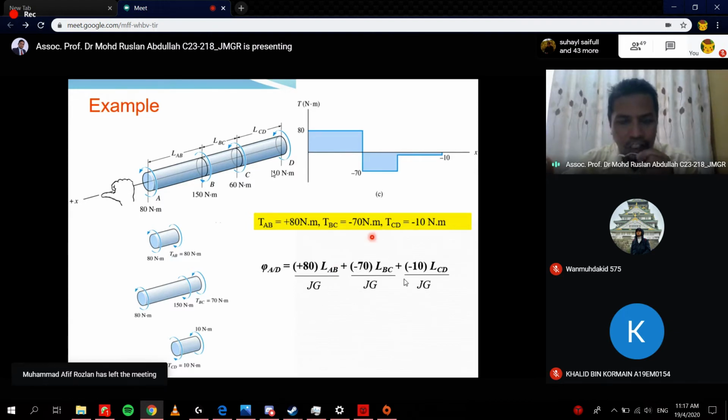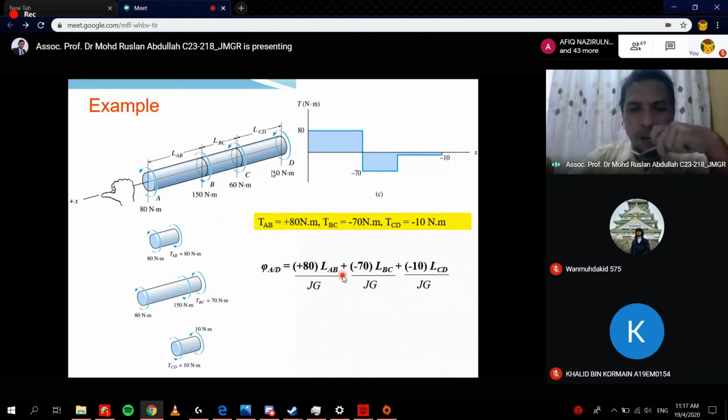Everybody knows how to determine the net torque. Before we proceed to the next example, I hope everybody knows how to determine this net torque. Okay, semua boleh faham?